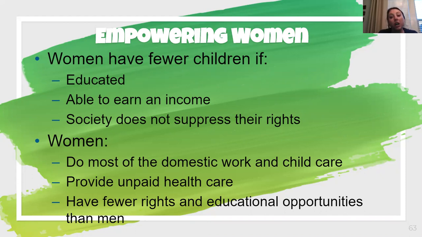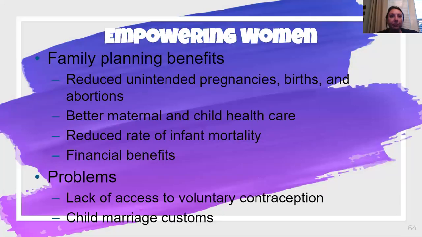Okay. Because in most countries, including the United States, but definitely in other countries, most of the women are the ones that do the domestic work and the childcare. They provide unpaid health care, and they don't have as much access to educational opportunities. In lots of countries, women are still not allowed to own businesses, or they're not allowed to own land. And so we see that keeps them on a lower tier in social status, and therefore they're more likely to have more children.